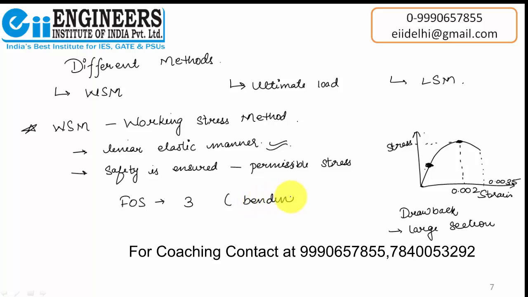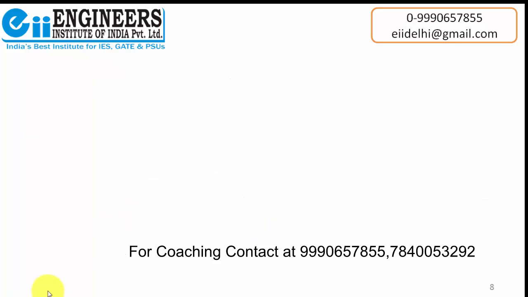In bending, 3, and 4 in compression. These are for concrete. And for steel, we take 1.8, in both bending and compression. Okay, well, now going to the next thing that this method considered.